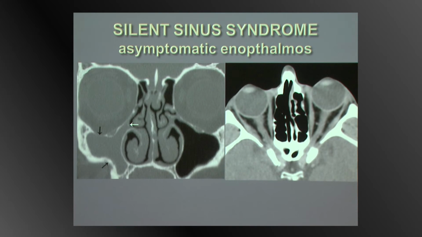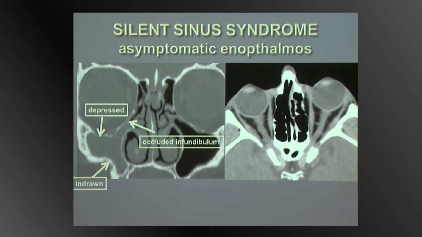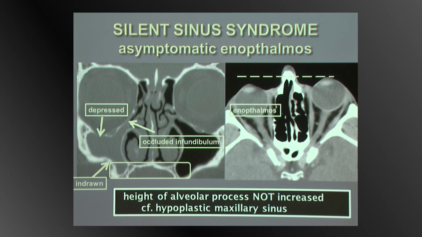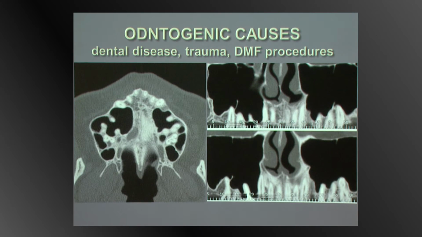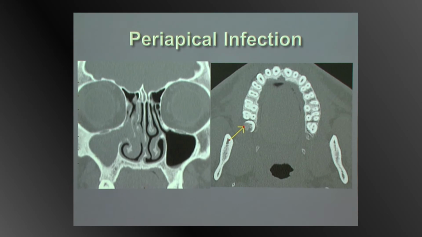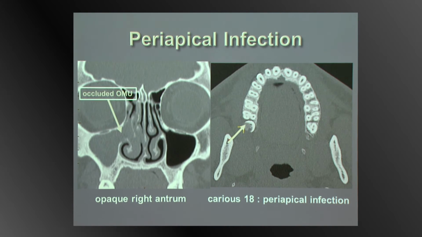And then the silent sinus syndrome. The sucked-in walls, lateralized infundibulum. But the difference is that the height of the alveolar process is normal as compared with the hypoplastic sinus, where the height of the alveolar process is increased on the affected side. Odontogenic causes, tooth roots poking into the sinuses. Periapical sepsis, unilateral opaque sinus, always exclude a dental cause.